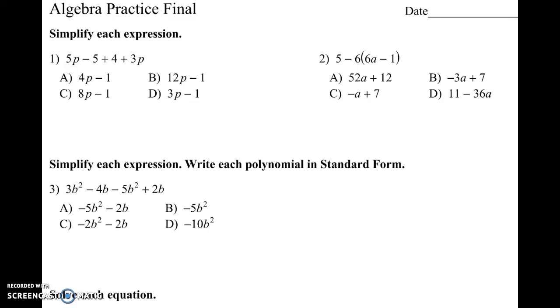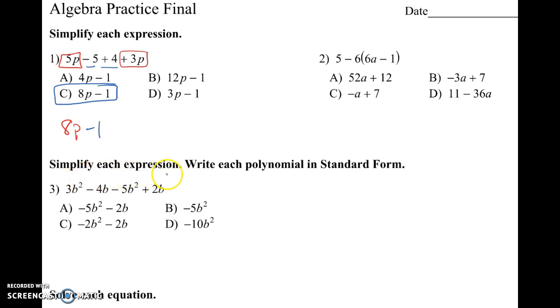Alright, in this video I'm going to be going over the odds to the practice final. Starting with number 1, it says simplify each expression. So I'm going to combine like terms, starting with the 5p and the 3p, which give me 8p. And then I have a negative 5 and a positive 4, which give me a negative 1, which matches with answer choice C.